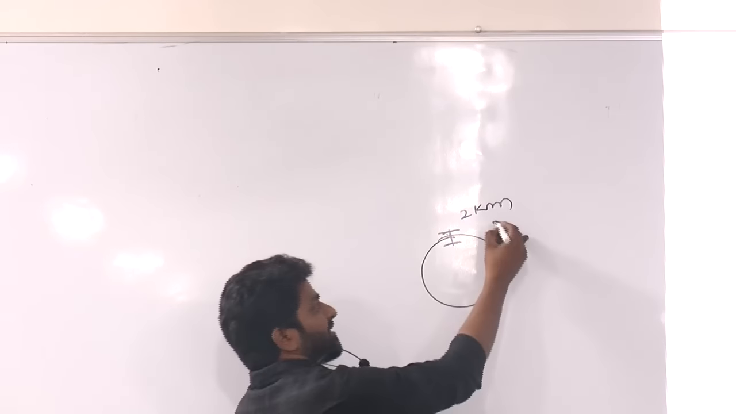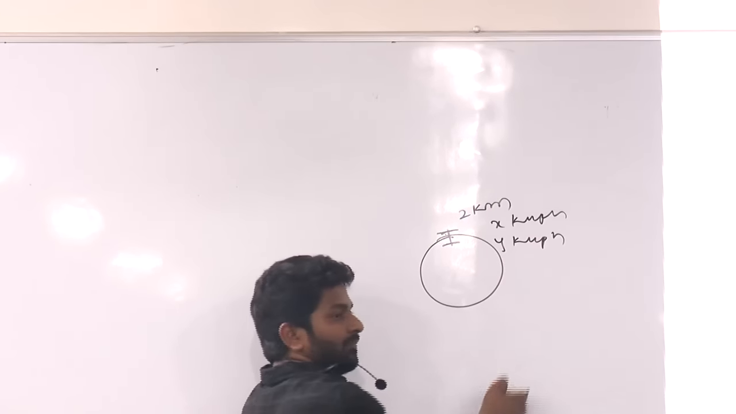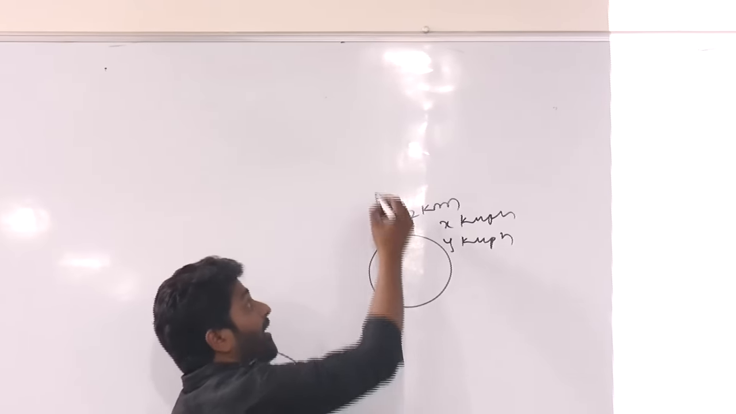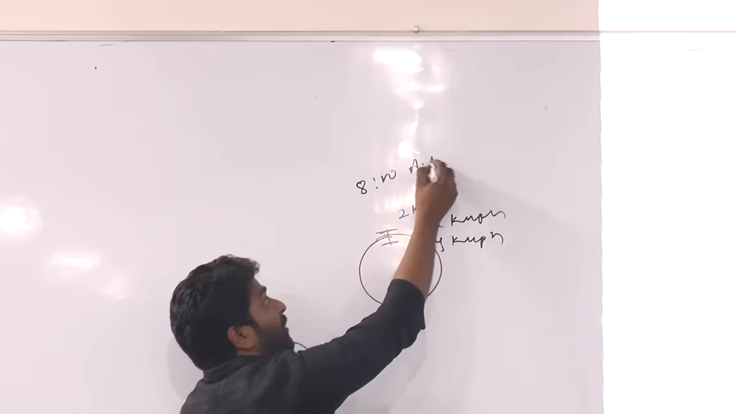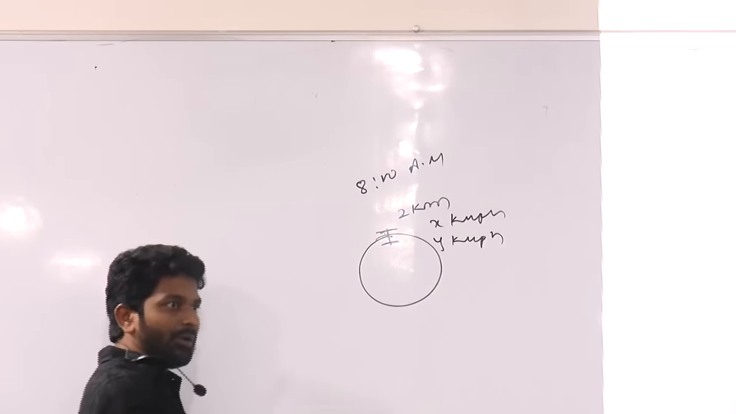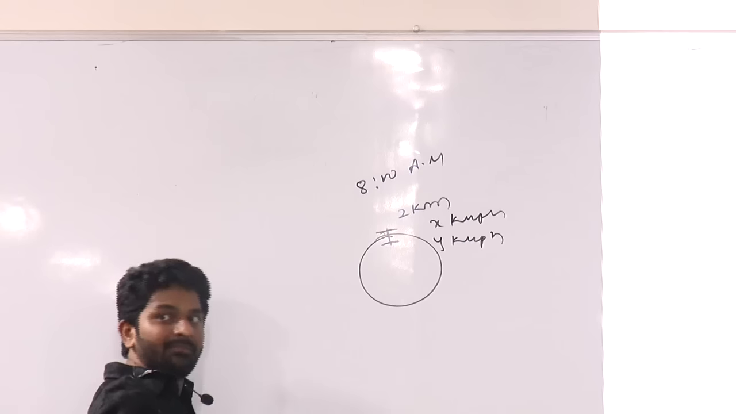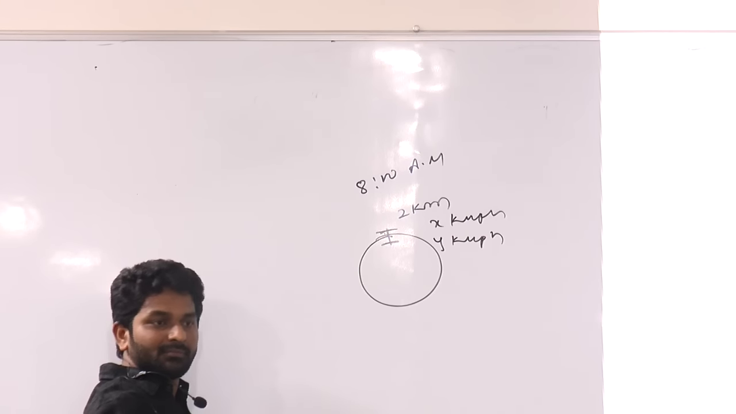Say, let's say first person speed is x kilometer per hour and second person speed is y kilometer per hour. They both have started from the same point at 8 a.m. in the morning. When will they meet for the first time? How will you do it? Both are moving in same direction. When will they meet for the first time? Don't know?